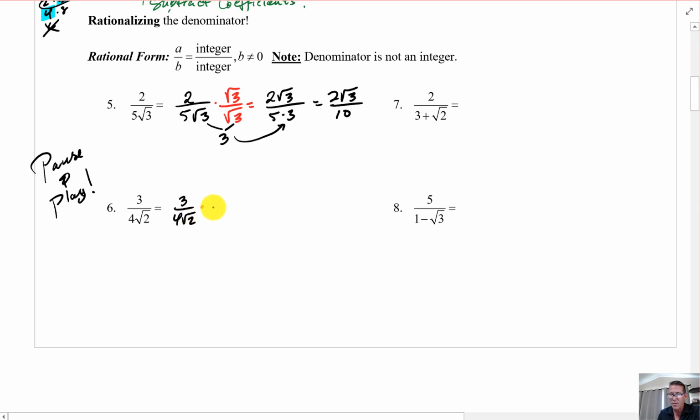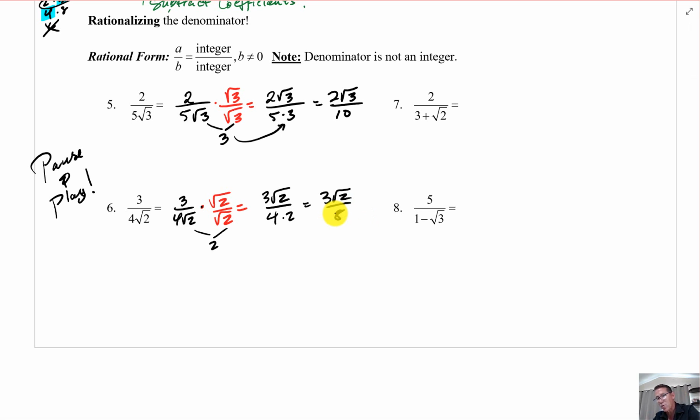Okay, so root 2 times root 2 is 2. So I'm going to multiply this by rad 2 over rad 2. Notice that I don't need to multiply by full rad 2, just by rad 2. So up top I get 3 rad 2. Down below I get 4 times 2, which is 8, so 3 rad 2 over 8, or divided by 8.